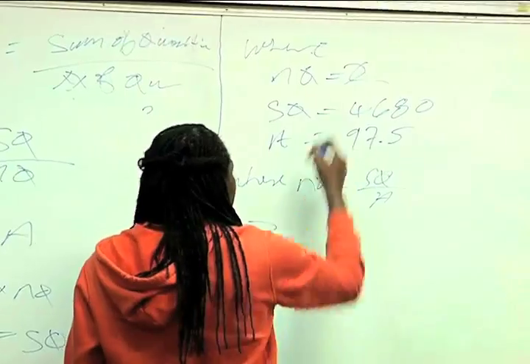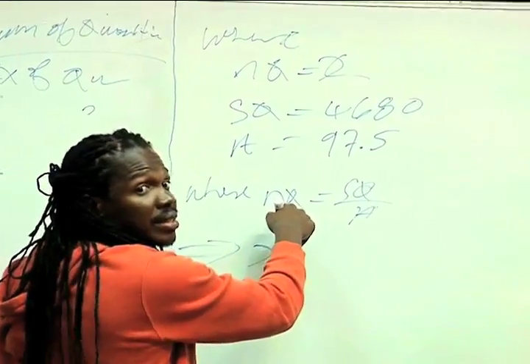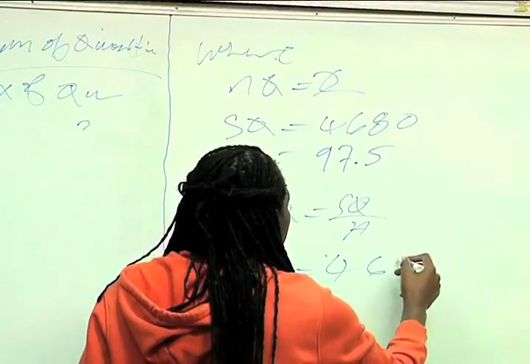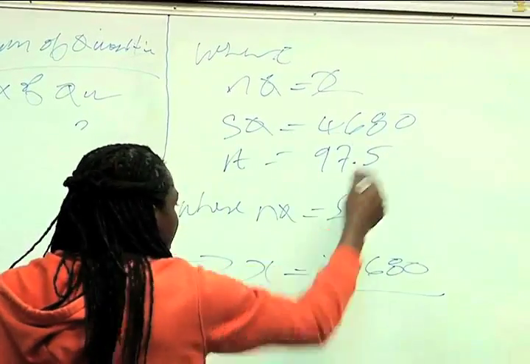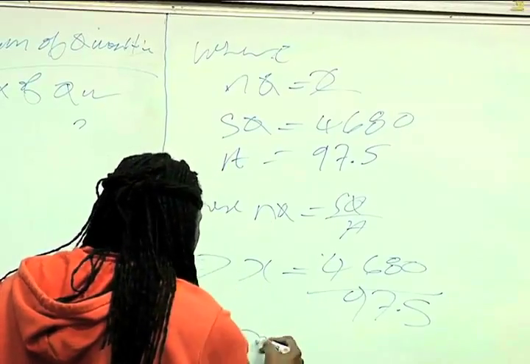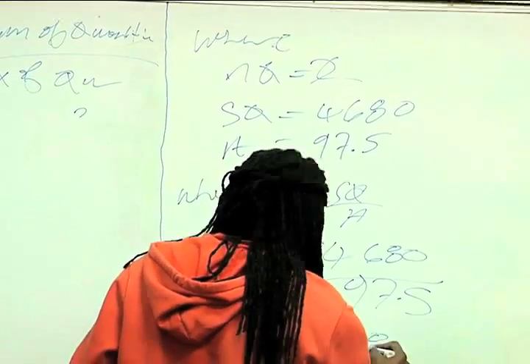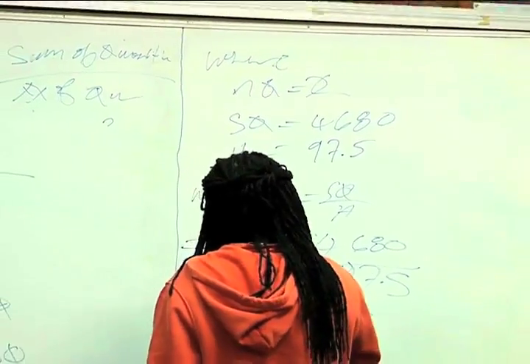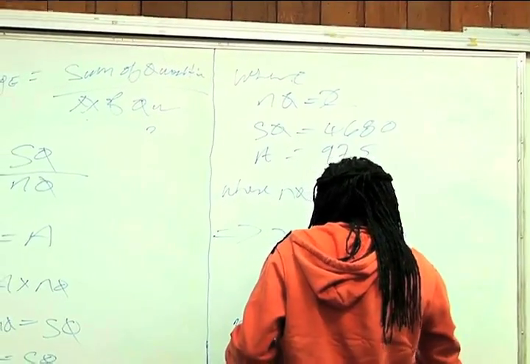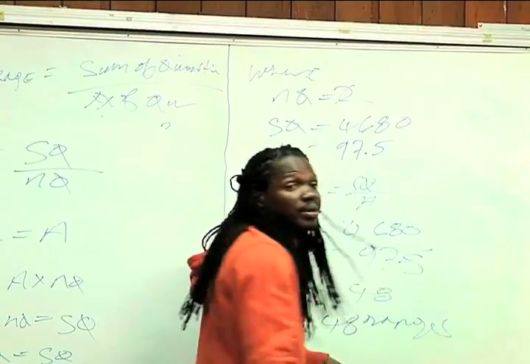This implies that NQX equals SQ, 4680 over A, 97.5. Work that on the calculator. 48. That means ANS equals 48 oranges. So it's simple.